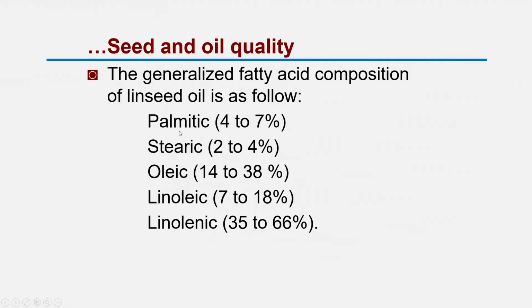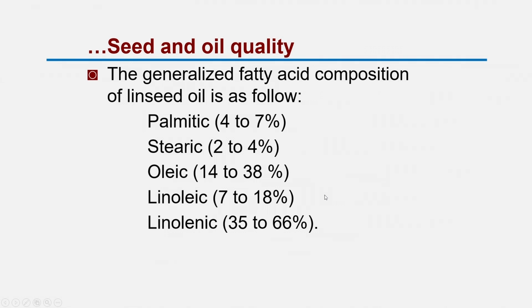So, palmitic acid is a fatty acid, and you can see the concentration of palmitic acid is 4 to 7%. Next is stearic acid, which can be 2 to 4%. Then you can see oleic acid, which is 14 to 38%, and then linoleic acid, which is 7 to 18%, and then linolenic acid 35 to 66%. So, at least you can see here some of the fatty acids here are essential for human beings.